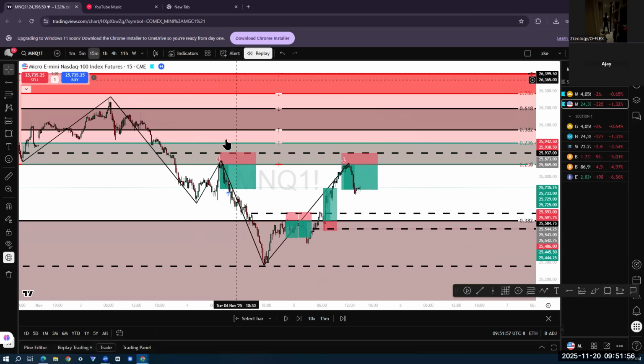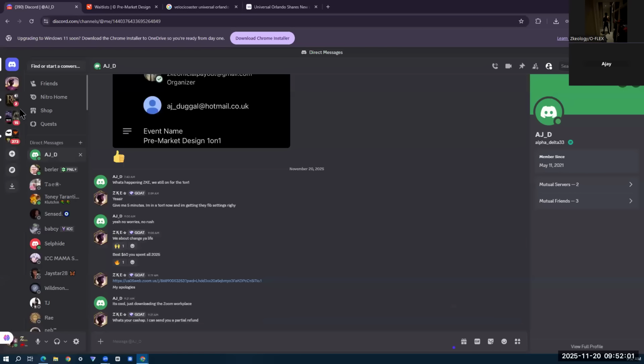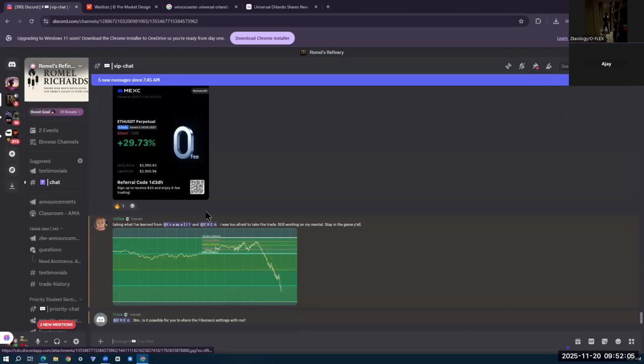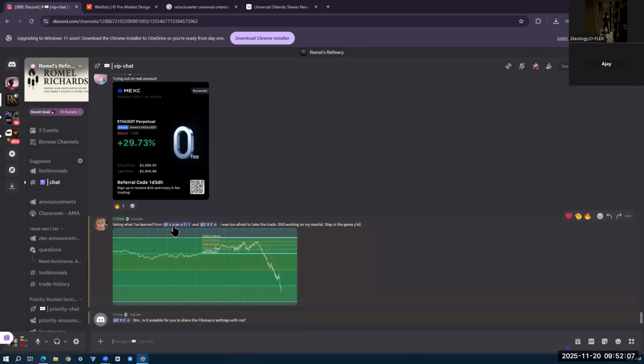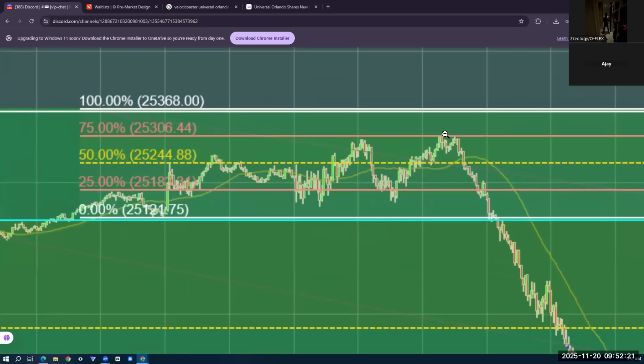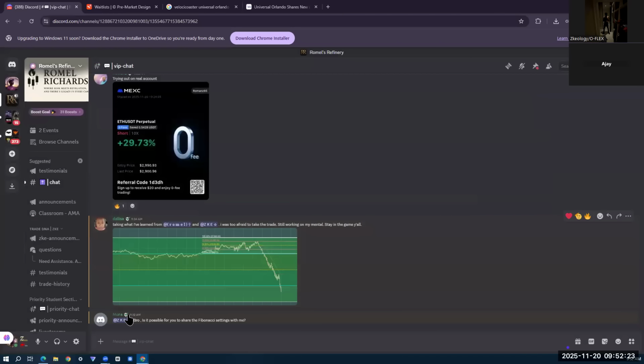And this is why, in the Discord, somebody said, taking what I've learned from Romella and Zeke, I was too afraid to take this trade. Still working on my mental. Stay in the game, y'all. She must have taken a breakout, or she might have taken this sell from the top here, the tap. I don't know how she marked it out, but cool.